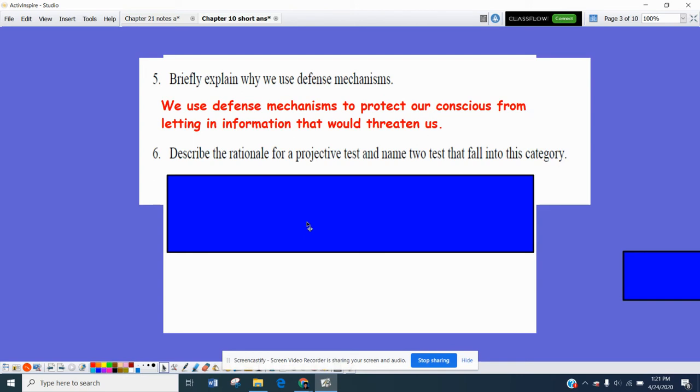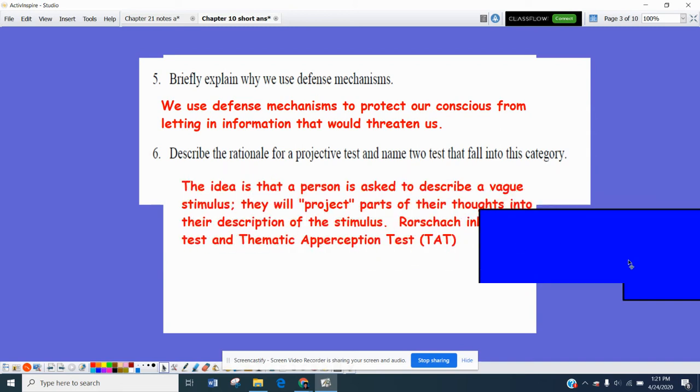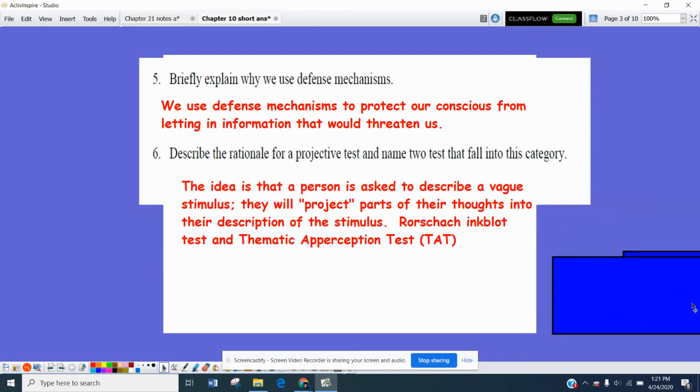And number 6, what's the rationale for a projective test? Name 2 tests that fall into this category. A projective test is the idea that a person is asked to describe a vague stimulus, and they will project part of their thoughts or their unconscious into the description of that. Examples would be the Rorschach ink blot test or the TAT, the Thematic Apperception Test.